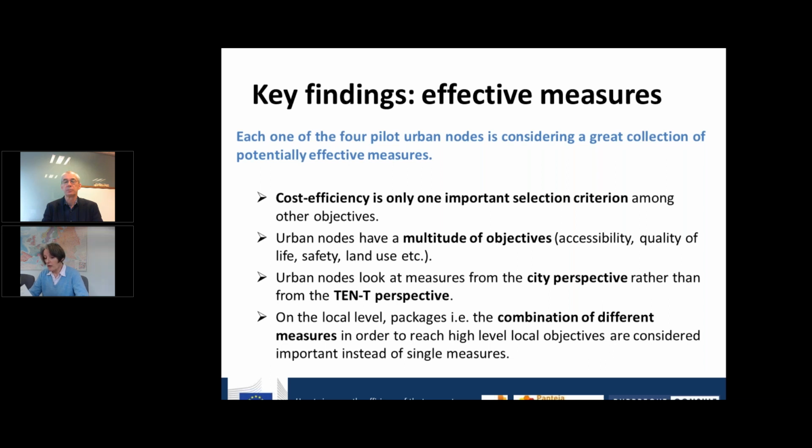Also, the urban nodes look at measures from the city perspective rather than from the TEN-T perspective, and on the local level, the packaging of measures is also very important in order to reach the high level objectives. So it's the combination of infrastructure measures together with soft measures and other policies which forms a package, and these are more important than just single measures.